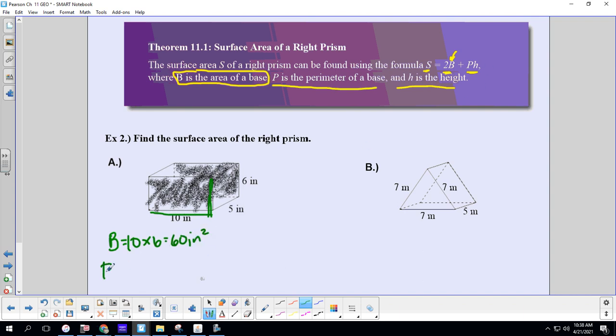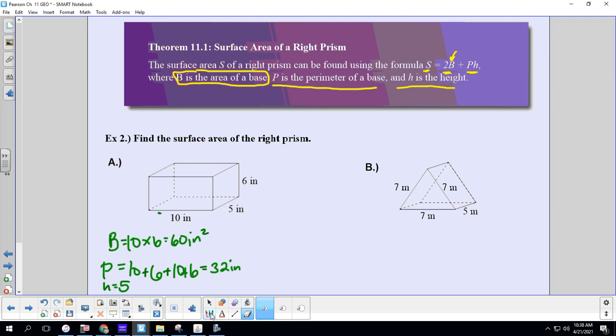And the perimeter of the base is 10 plus 6 plus 10 plus 6, 26, 32. And the height is 6. Sorry, the height is 5. Now listen to me. The height is 5. It's from the front base to the back base. Okay, let me clear this out so you can see it a little bit better.